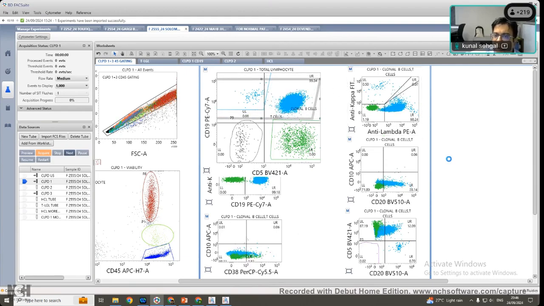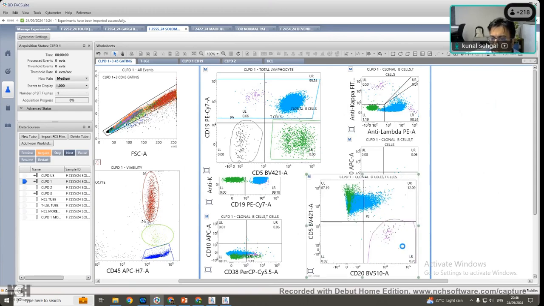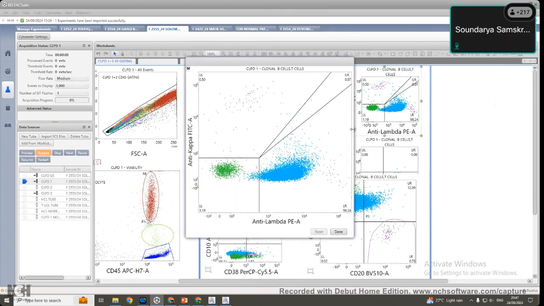Now I am seeing two populations, and with the knowledge of normals, I'll say, okay, look at this purple pink color population which I have gated in the CD5 and CD20 plot. This population is my normal polyclonal population. Now what happens to this light blue population? Is this kappa, lambda, both, or only one antibody? Lambda restriction is there.